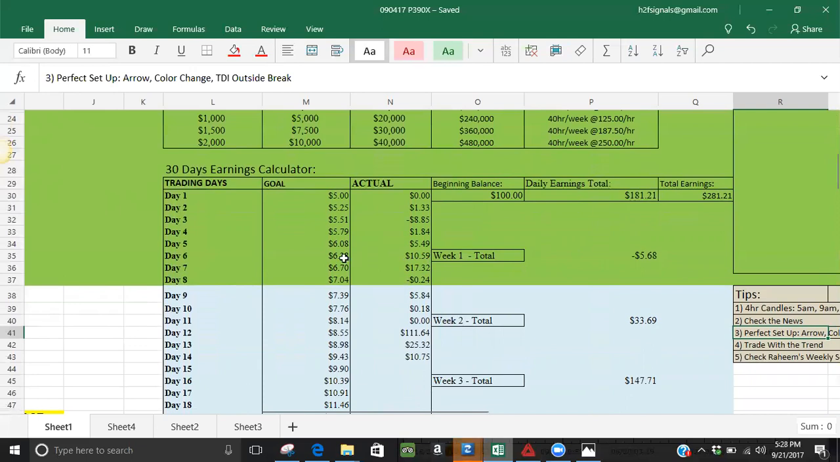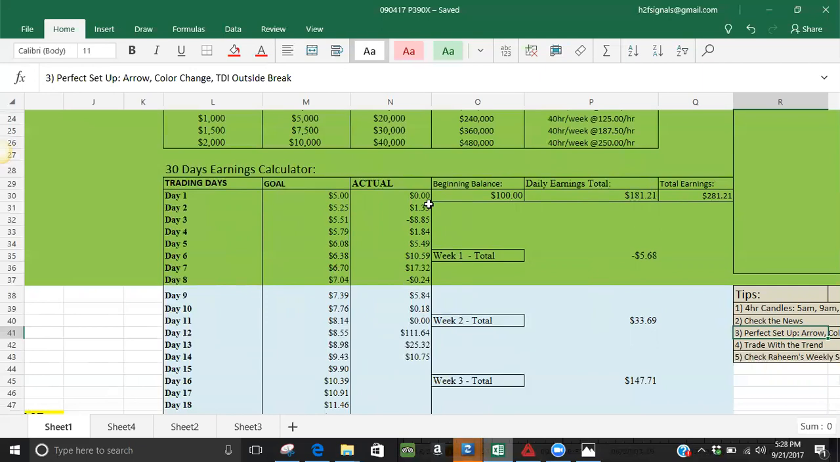But if we scroll down, they're keeping up with it, they're putting in their daily, they start turning around here. And this is the beautiful part about the P390 Forex, because if you're behind, you also know that maybe there's some adjustments I need to make. So it looks like they started making some adjustments and they started hitting numbers over their goal. Like day 6, they should have hit $6.38. They hit $10.59. Day 7, they should have hit $6.70. They hit $17.32, and so forth. Then they had a big jump here. Day 12, $111.64. Day 13, $25.32.